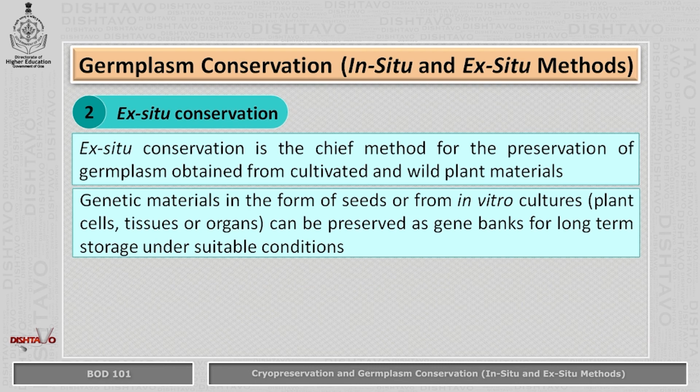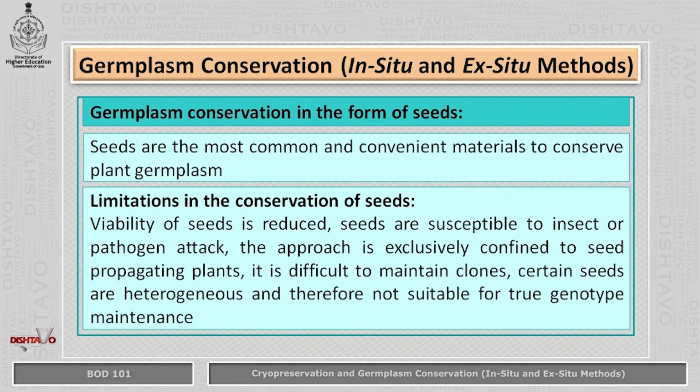Ex situ conservation. Ex situ conservation is the chief method for the preservation of germplasm obtained from cultivated and wild plant materials. Genetic materials in the form of seeds or from in vitro cultures can be preserved as gene banks for long-term storage under suitable conditions. Germplasm conservation in the form of seeds. Seeds are the most common and convenient materials to conserve plant germplasm. This is because many plants are propagated through seeds, and seeds occupy relatively small space. Further, seeds can be easily transported to various places.